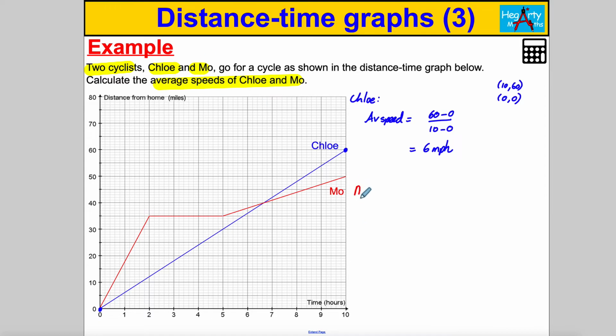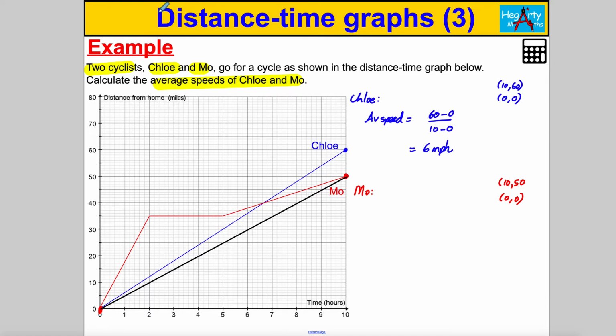Let's do Mo now. Now Mo's a bit more complicated, his speed changes, but we start off at 0, 0, and all we care about is where we end up. We end up here at 10, 50. So we want the average speed between there and there. In effect, we want the gradient of this line here, because he goes faster, then he stops, then he goes slower. But we want the average speed. So we want the gradient between here and here.